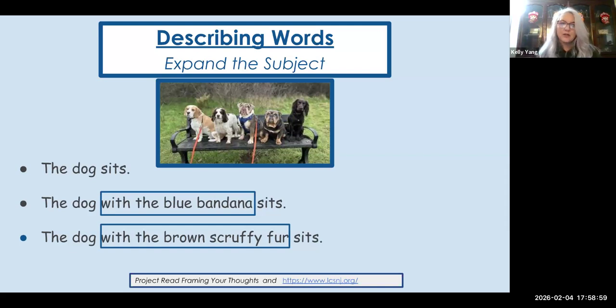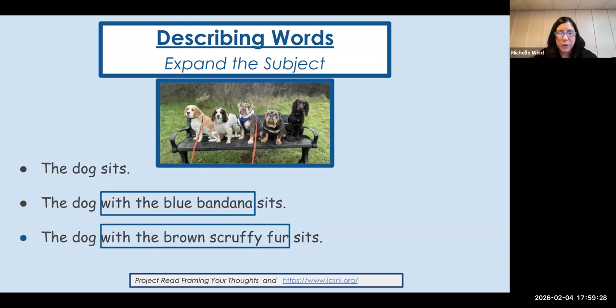So if I have a sentence, the dog sits, I don't know which dog. So, now the dog with the blue bandana sits, or the dog with the brown scruffy fur sits, or the dog with the pointy ears or the floppy ears. This is important to know and teach because, like I said in the beginning, the farther the subject and the predicate are from each other creates confusion when you're reading text. And this is a perfect example you can see from the first bullet down to the last, how a student can get lost in all that language.